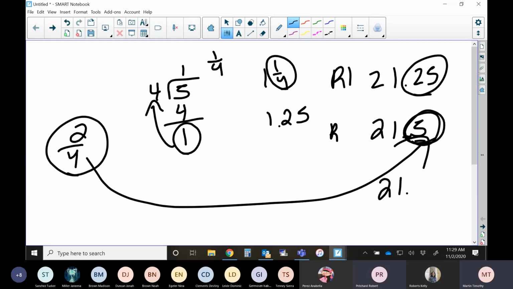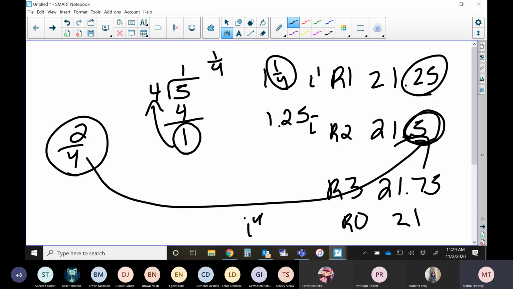What would be the other decimal? What other one could you come up with? 21.75, which would be remainder 3. Or you would end up with just a 21, which would mean there was no remainder, which means it's equivalent to i to the 4th. This is i to the 1st, i to the 2nd, i to the 3rd, no remainder, i to the 4th. Yes or no? Yep.